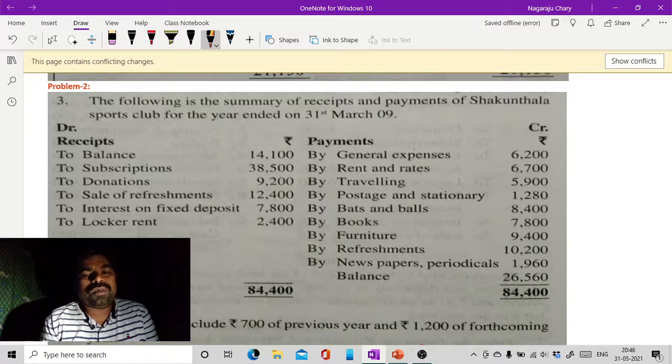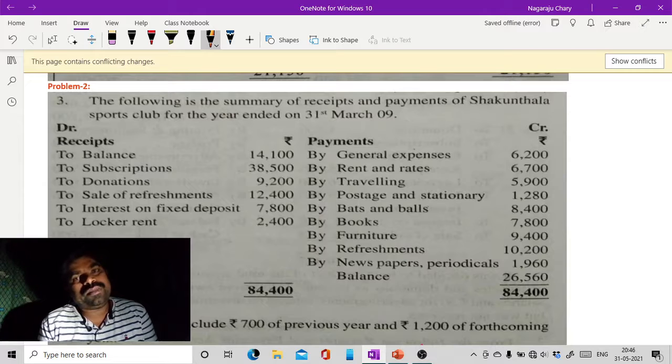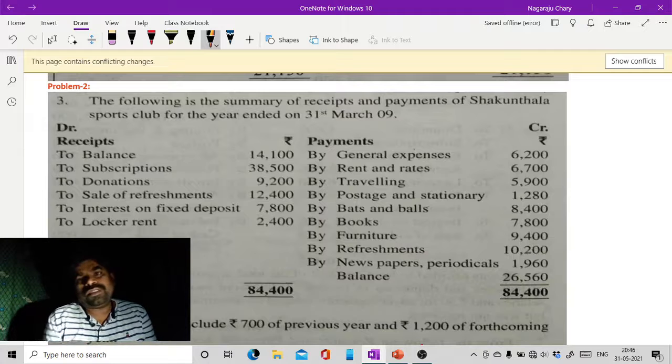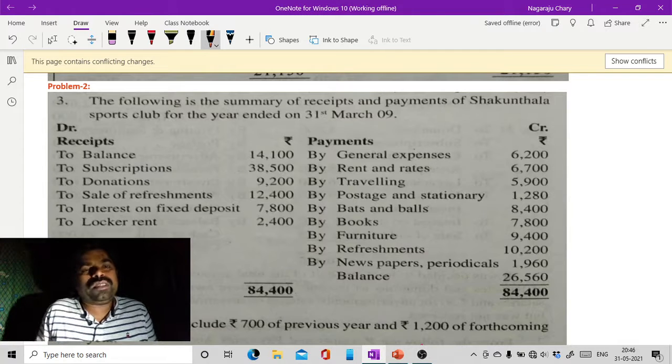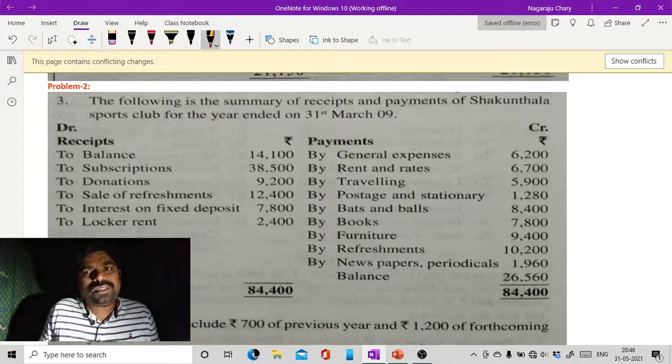And one more thing, that is adjustable items, adjustments. If any adjustments are there, those adjustments are to be taken into consideration. So these are the items to be taken into consideration while preparing income and expenditure account.